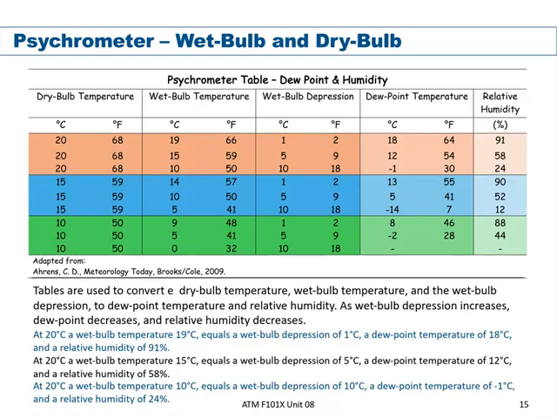A dry bulb temperature of 20 degrees Celsius with a wet bulb temperature of 10 degrees Celsius gives a wet bulb depression of 10 degrees Celsius, and this corresponds to a dew point temperature of -1 degree Celsius and a relative humidity of 24%.